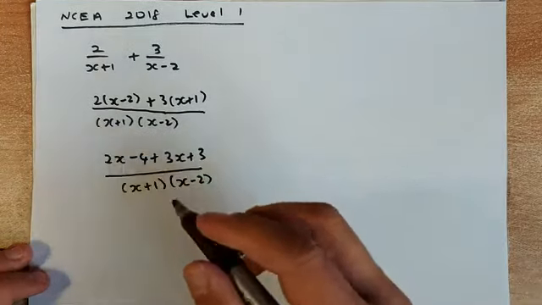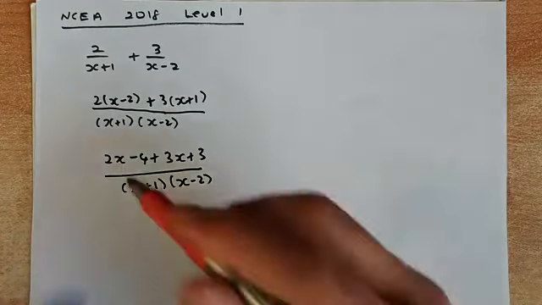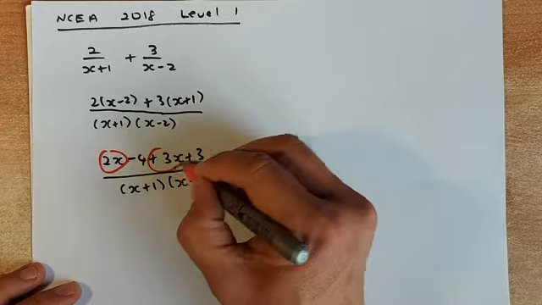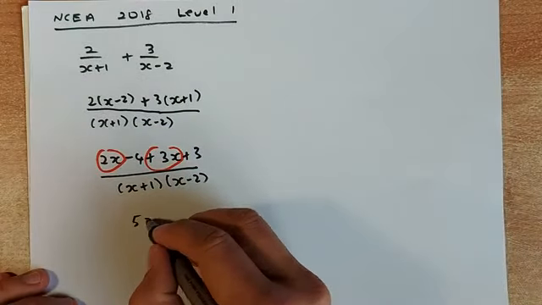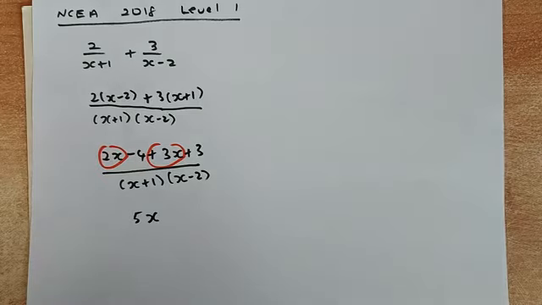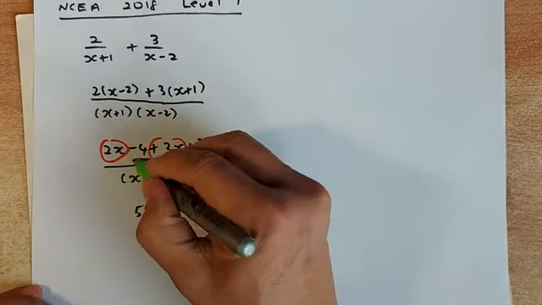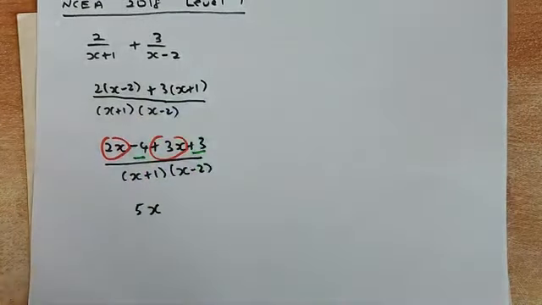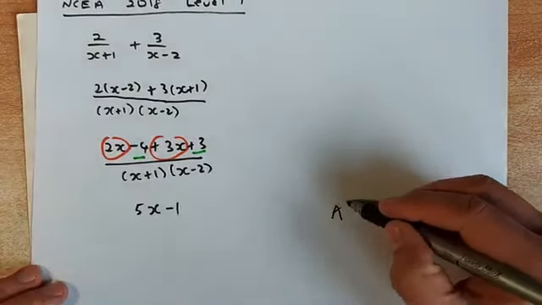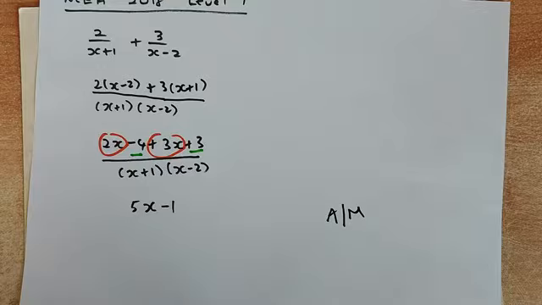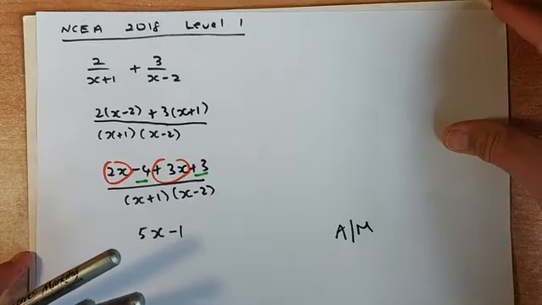Okay. Now the next thing is the like terms. Look for the like terms. So 2x plus 3x, you're going to get 5x. And then minus 4 plus 3, that gives you minus 1. Again, this could be an achieve or a merit in NCEA level 1.